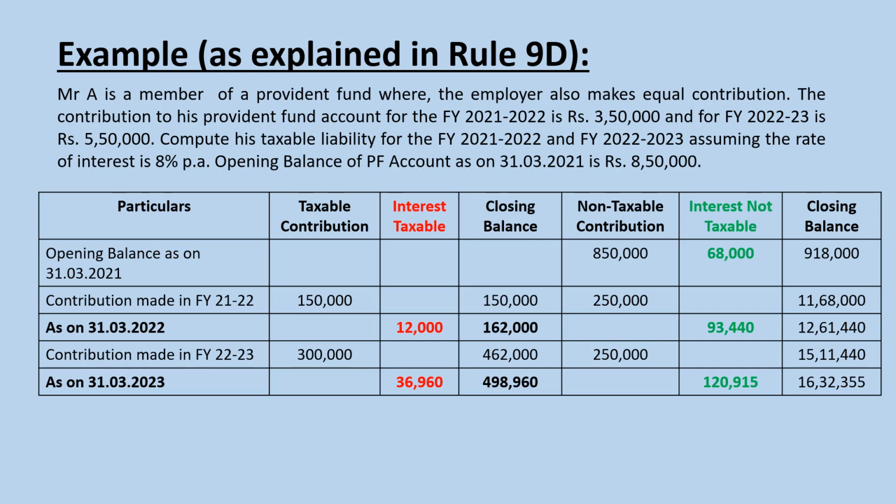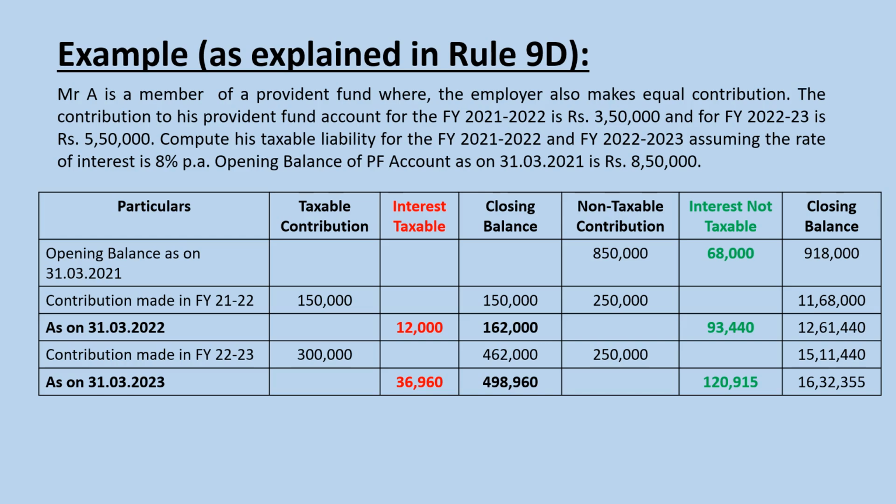Similarly, in the case of financial year 22-23, the total contribution is 5,50,000, in which 2,50,000 is non-taxable, on which the cumulative interest on the closing balance comes to 1,20,915, which is non-taxable interest, whereas amount exceeding 2,50,000, that is 3 lakh, is taxable contribution, on which the interest of 36,960 is the taxable interest, and the closing balance comes to 4,98,960.